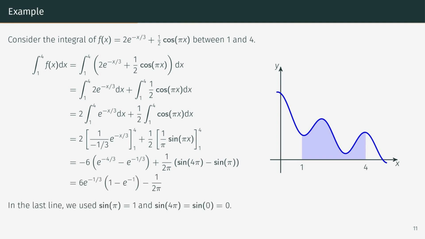And finally, we simplify to get the result, which is 6 times e to the negative 1/3 times 1 minus e to the negative 1, minus 1 over 2 pi. In the last line, we use the fact that the sine of pi is 0, and that the sine of 4 pi can be written as the sine of 0, which is 0. How many steps you take when solving an integral is up to you, but if you struggle with the practice, it's best to break it into parts and do each step at a time until it becomes more apparent to you.